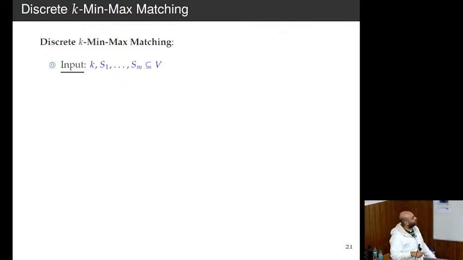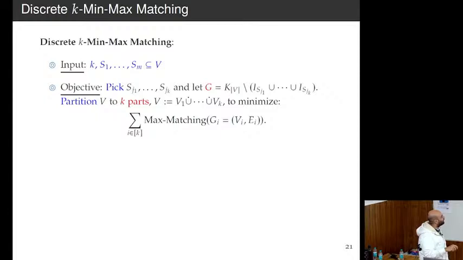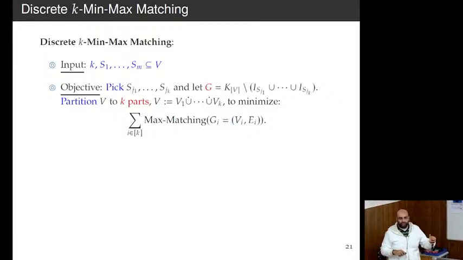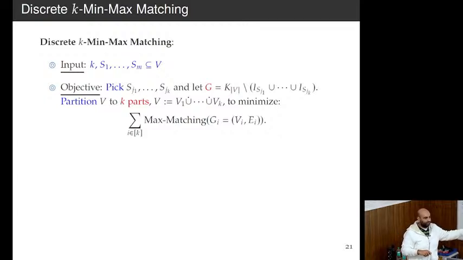It's just that you're given m subsets of the vertex set V. There is no graph defined yet. Your objective is to pick k subsets out of these m subsets, and then the graph is defined based on the k subsets you picked. So you take the clique and then you remove each of these subsets as independent sets from it.